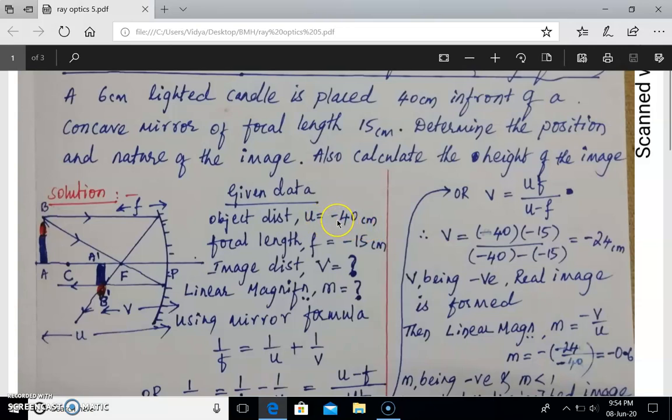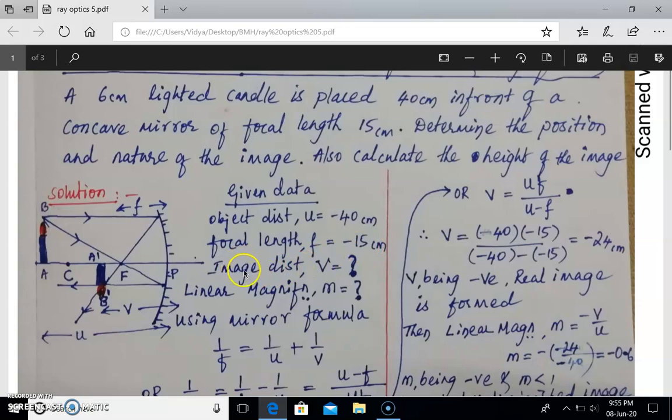The object distance is taken negative since the object distance is measured from the pole of the mirror and it is measured in a direction opposite to the direction of light. Focal length F, that is also minus 15 centimeter. First itself you apply the sign conventions. Applying the sign conventions, write the distances either positive or negative.